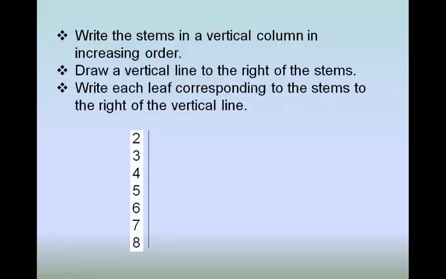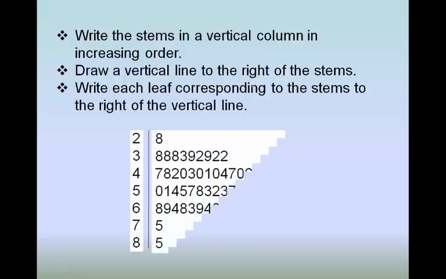And then we're going to write each leaf corresponding to the stems to the right of the vertical line. I can't put this on the slide, but you would look at that table of data and for each data point you would just go down through there and write the decimal portion of the number. So we came to 2.8, so that is a stem of 2 and a leaf of 8. And if you check this table against the data, you'll see that all the data points are in there.